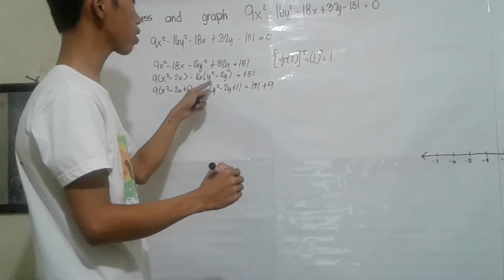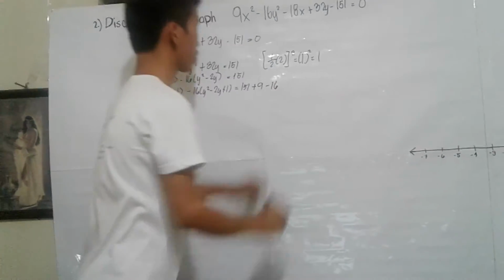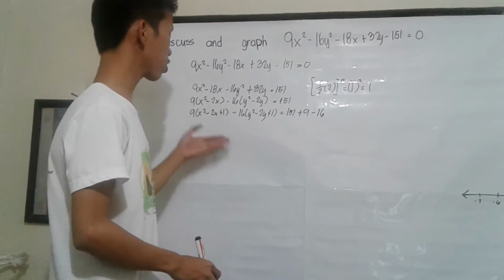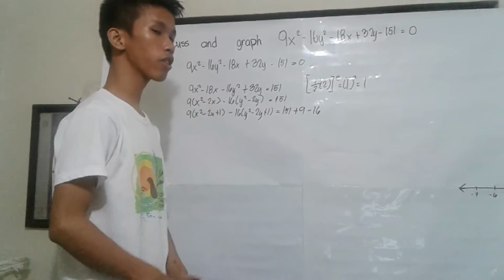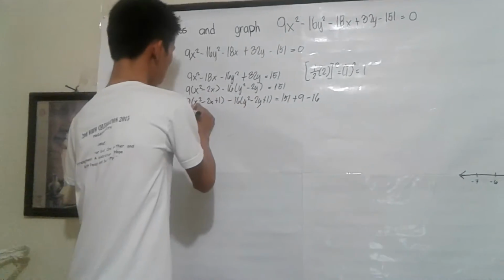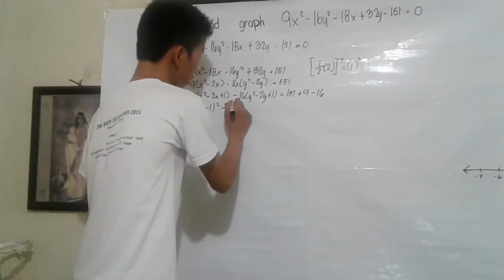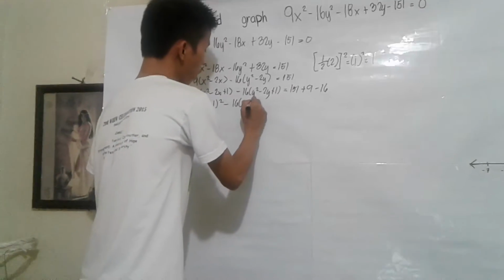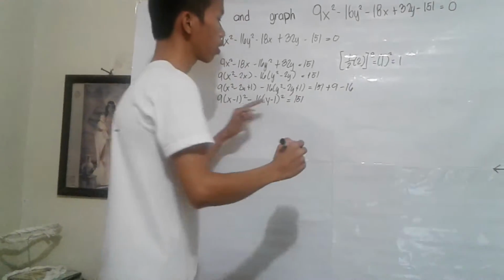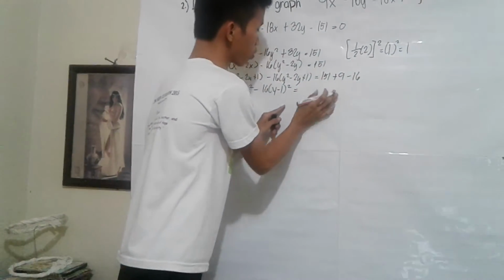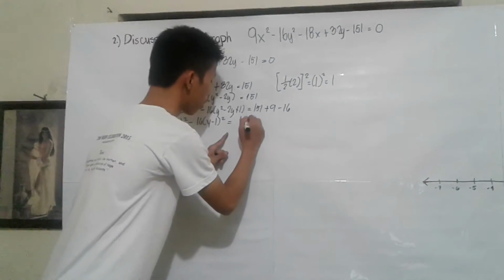So negative 16 times 1 is negative 16. Convert, so this is a perfect square trinomial. So next, convert it into a square binomial. So this will become 9 times (x minus 1) squared minus 16 times (y minus 1) squared is equal to 151. So 151 plus 9 is 160, minus 16 is 144.